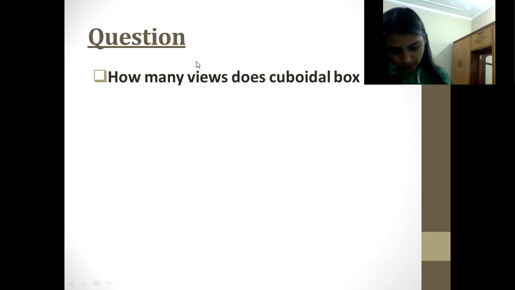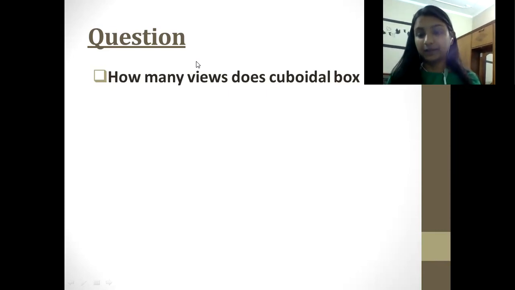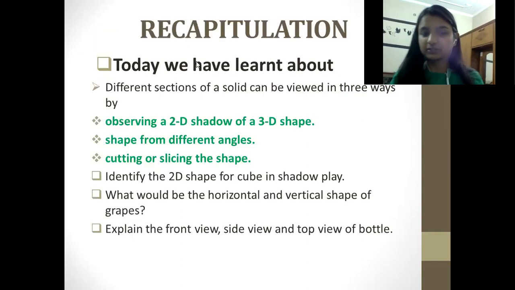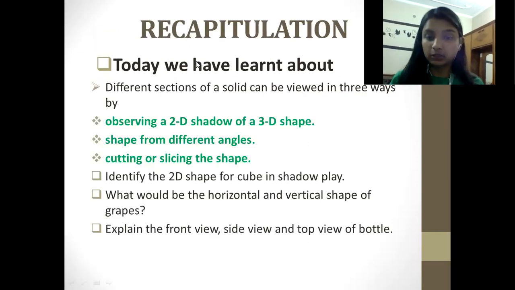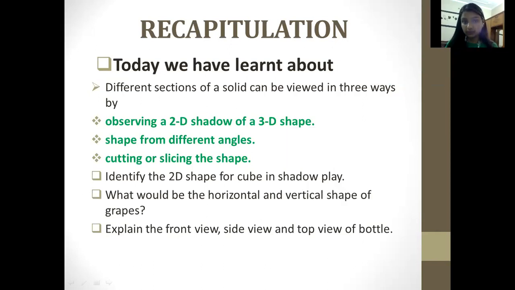So how many views are we concluding then? Three views, exactly. So we would be having three views in total. Very good, students. So you all have understood the concept. Now let us conclude our chapter. Today we have learned about different sections of an object viewed in three ways.